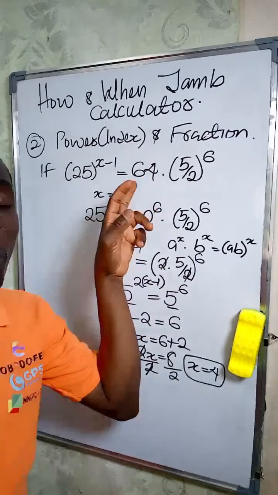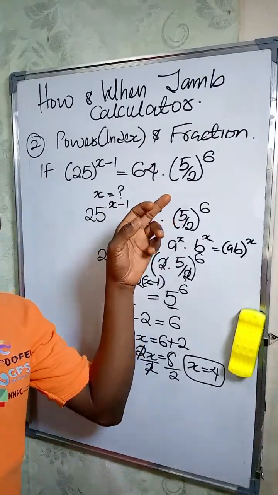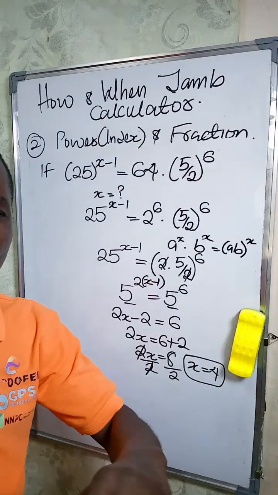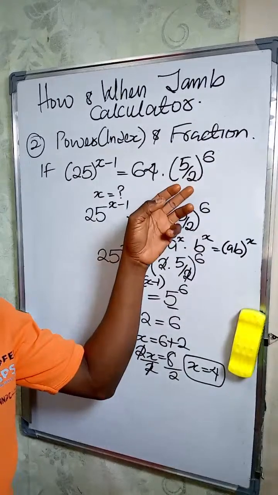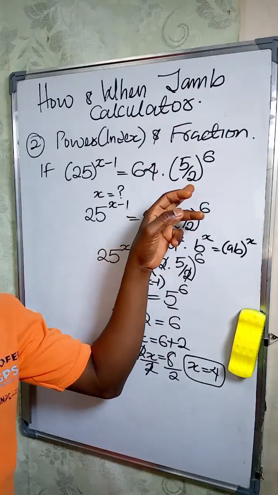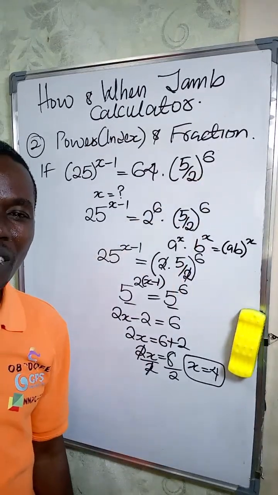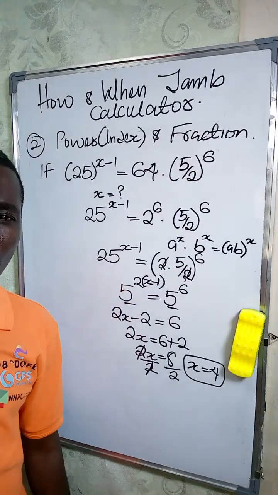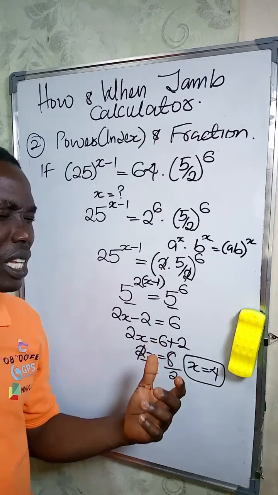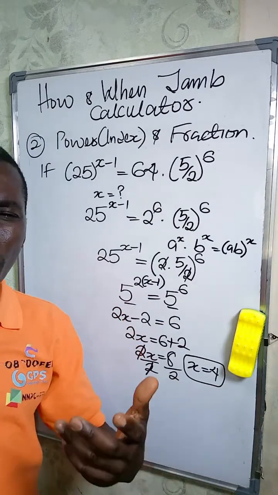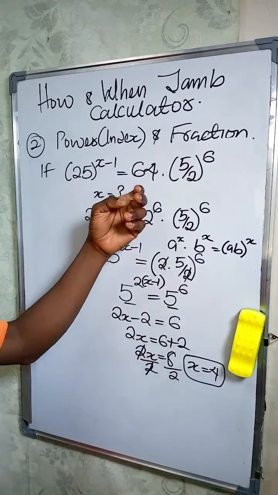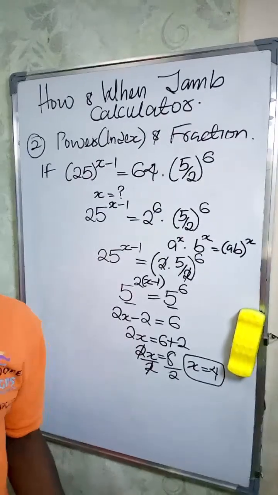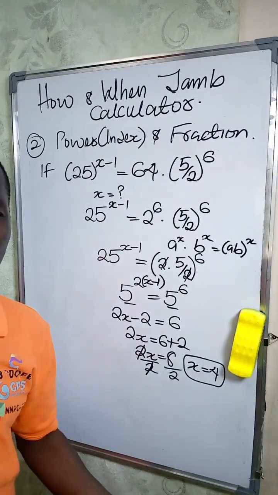A person who doesn't know what he is doing and starts looking for a calculator to punch, you will fail the JAMB exam, because you will use all your time trying to find 5 to the power of 6 divided by 2 to the power of 6.